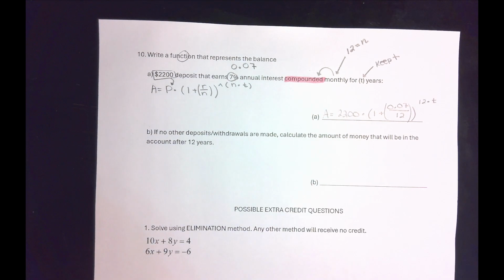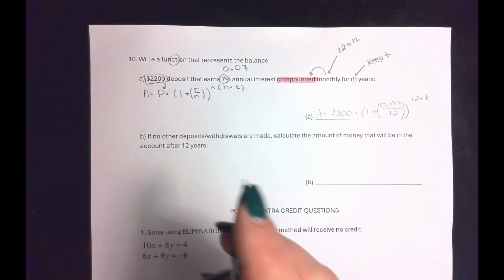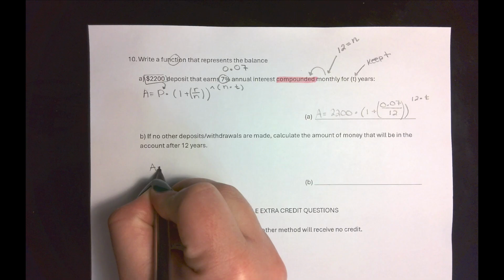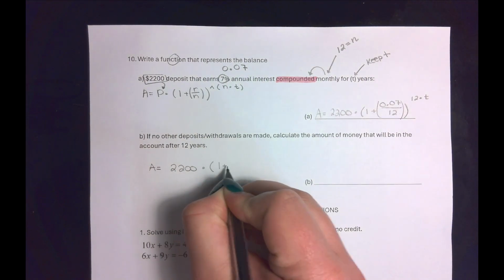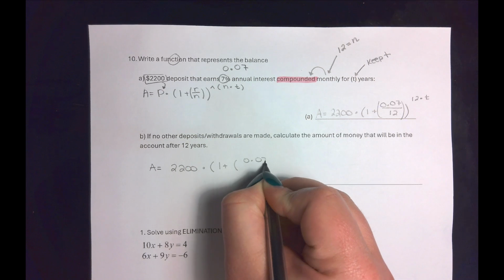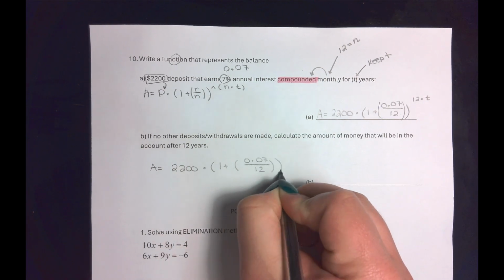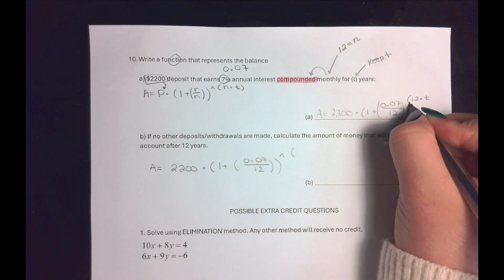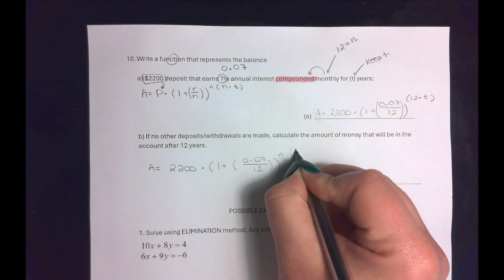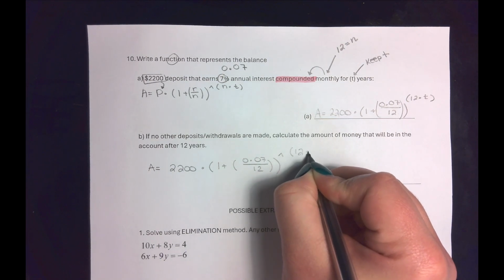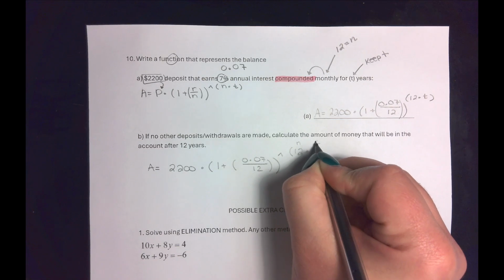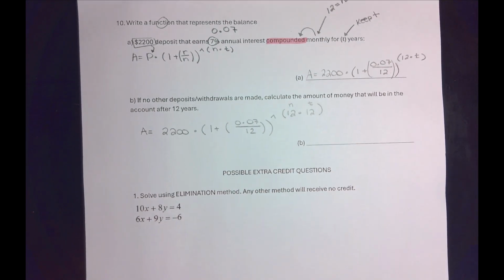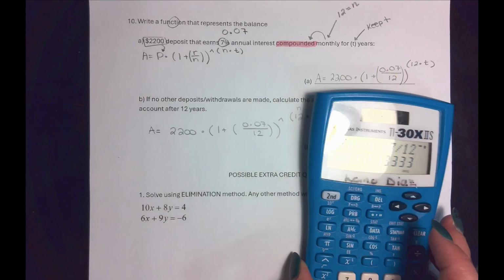If no other deposits or withdrawals are made, calculate the amount of money she will have in there after 12 years. So we're taking this formula, writing it out. Extra parentheses, be careful here. Close it, caret. Now we want to put this in parentheses as well when we are typing this into the calculator. We have monthly compound, so this is N, and we want 12 years, so this is our T. We're going to type that into the calculator exactly how we see it.